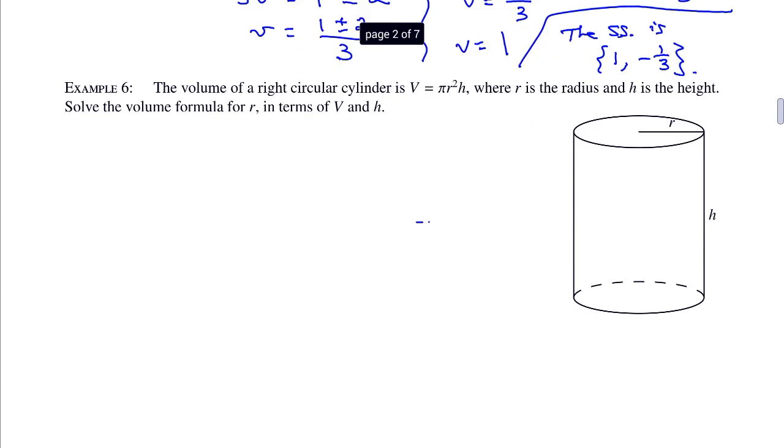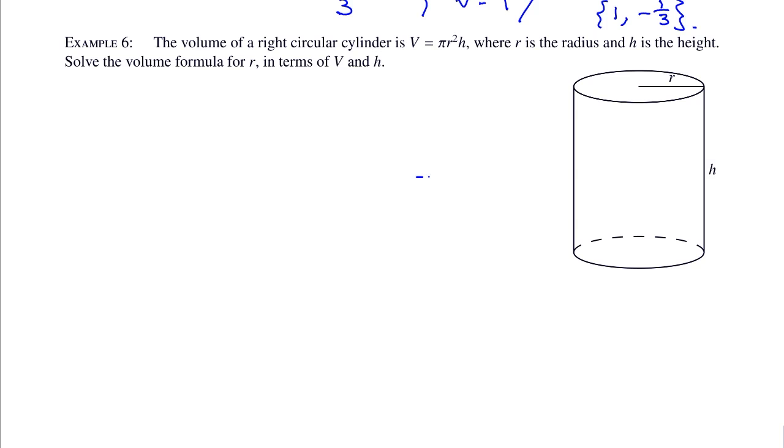Example 6. The volume of a right circular cylinder is V equals pi r squared h, where r is the radius and h is the height. Solve the volume formula for r in terms of v and h. When a problem says solve in terms of certain variables, that means it's okay to leave those variables in the answer.